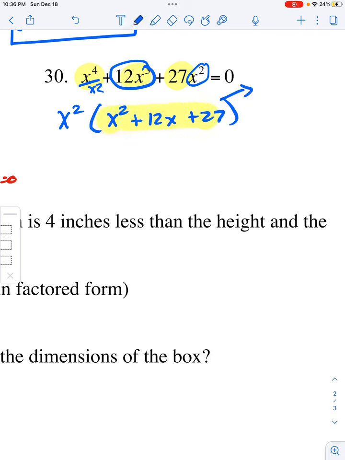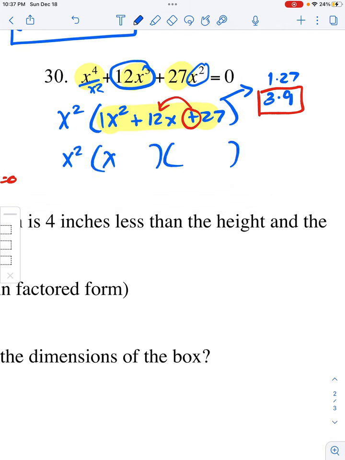I look at my 27. I don't have to do anything with the number in the front because it's a 1. So 27, you don't have a lot of choices. These are your choices. And what I'm looking for is a pair that also adds up to 12. So 3 and 9 are going to be my numbers that work. So I have my x squared floating in the front. I have my 9 and my 3. It doesn't really matter where they go.